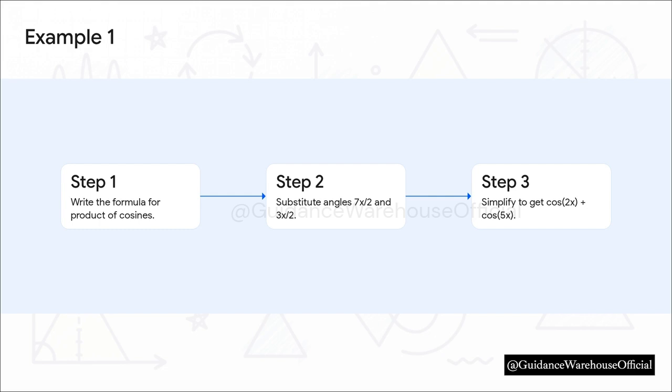Now we just do the basic arithmetic inside those parentheses. Adding the fractions gives us 10x over 2, which simplifies to 5x. Subtracting them gives 4x over 2, which is just 2x. And look at this. Notice how the leading 2 in our original problem and the 1/2 from the formula cancel each other out perfectly. That leaves us with this beautiful, simplified sum, cosine of 2x plus cosine of 5x.